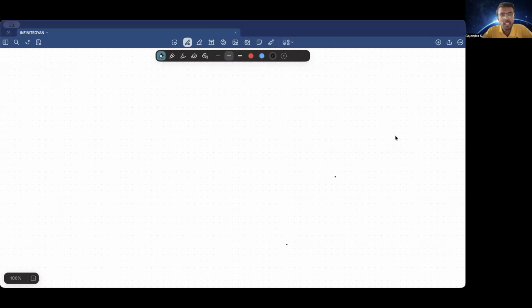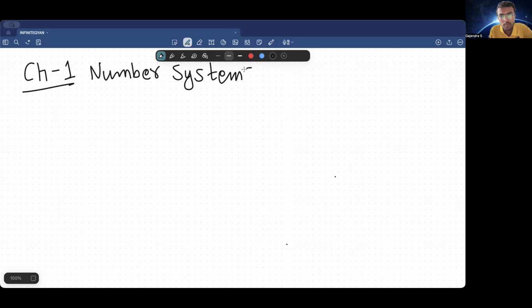Today we'll be starting a new chapter of class ninth, which is number systems. So, let's start that chapter. The chapter name is chapter number one, number systems. Bear with this handwriting, but just focus on the content we are going to study.